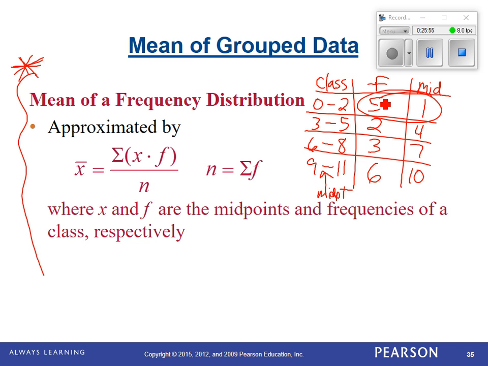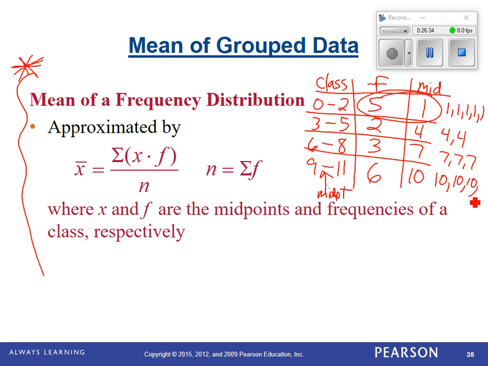So what you're saying is, in this class right here, there were 5 items. We're saying all 5 of those items were 1s, because we don't know actually what each one was, because we didn't have the whole list. All right? So all you got to know is that's where it's coming from. So here we're saying that we have 2 4s. Here we have 3 7s. Here we have 6 10s. I'm not writing all 6 10s. And what we're doing is adding all those up.